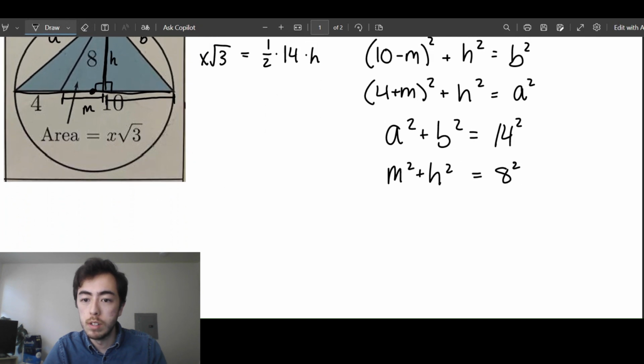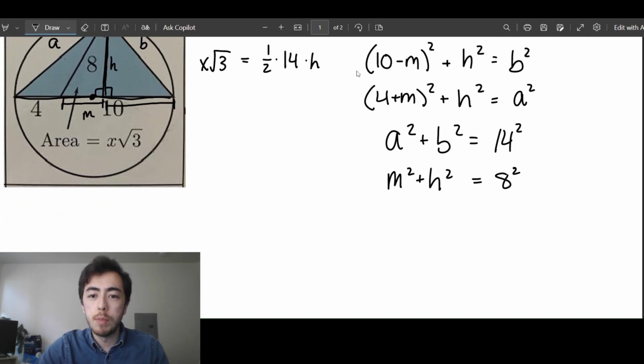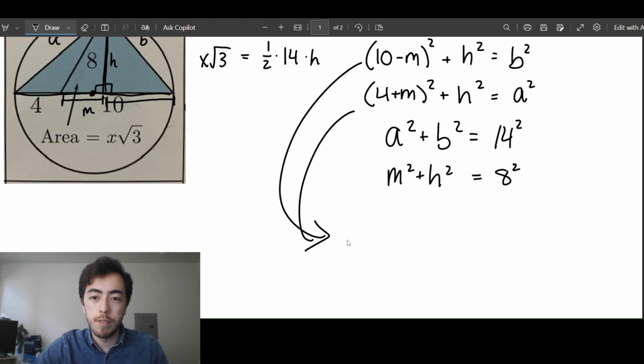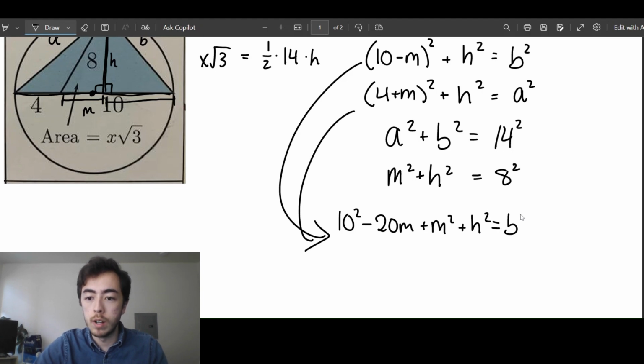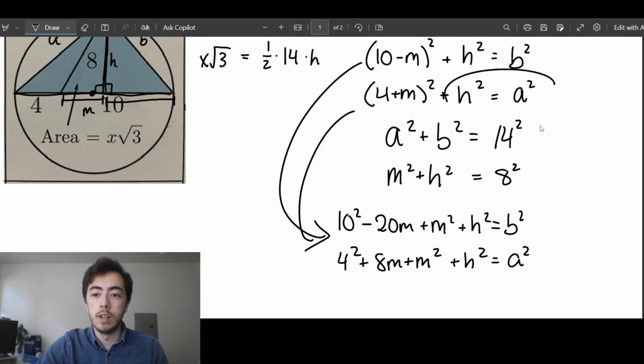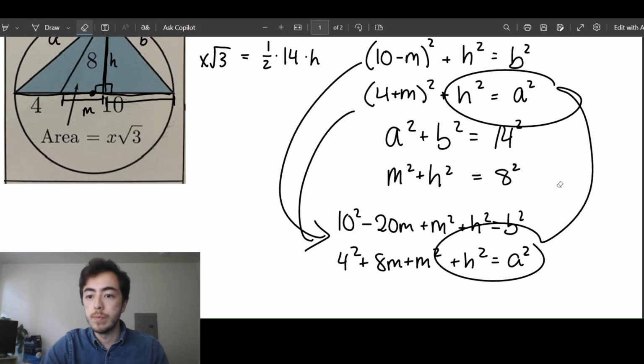So how about, actually, let me expand these two. There's also something that I'm noticing in these ones. If I expand that first binomial, I'll get 10 squared minus 20m plus m squared. Then the plus h squared equals b squared is already part of the equation. So I'll expand out the second one. That's going to be 4 squared plus 8m plus m squared, and then plus h squared equals a squared. That part was already there as well.